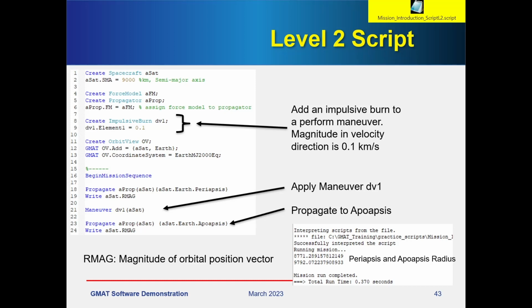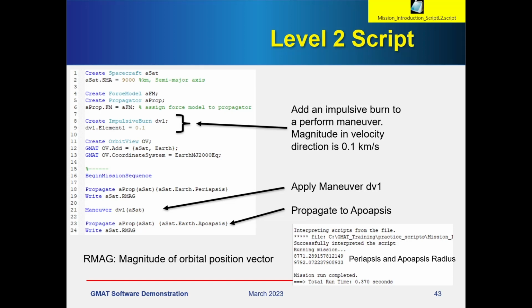This means that DV1 element 1 will be a velocity direction burn. Also note that the units for burns are in kilometers per second. In our mission sequence, we will keep the propagation to periapsis, and for comparison, we use the write command to write to the message window what the magnitude of the radius is at periapsis. The parameter rmag is the magnitude of the radius vector at the instant of evaluation.